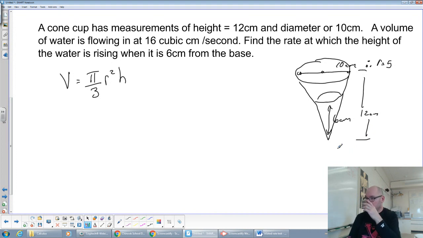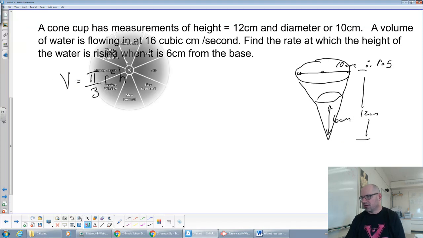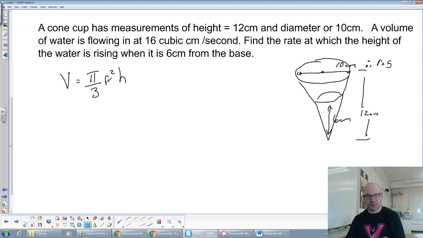So the first thing we've got to do is, we know the volume that's going in, so we want to get this in terms of h. So we have to write r in terms of h. r over h, according to the cup, is 5 to 12. So that means 12 r's equals 5 h's.